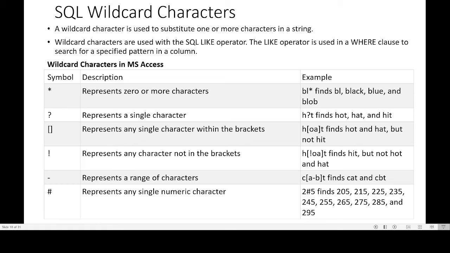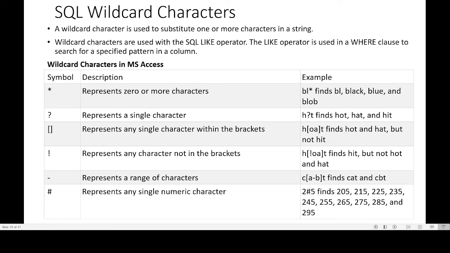So we have written H[OA]T, which means it will be searching for all the strings having O or A in between H and T. So it finds hot, hat, but it won't find hit, because I is not defined here. Inside the square bracket we have defined only O and A. Then we have the exclamation mark, which represents any character not in the bracket. Similar to the previous one, we can use the exclamation mark with OA. That means it will be checking for all the strings which don't have O or A in between H and T. So it finds hit but not hot and hat.